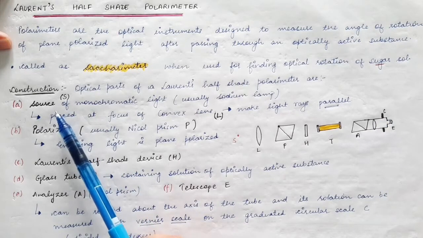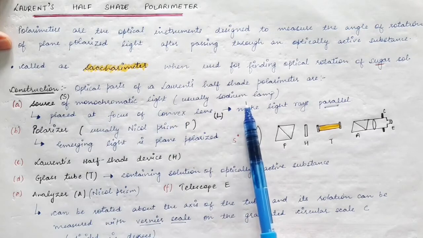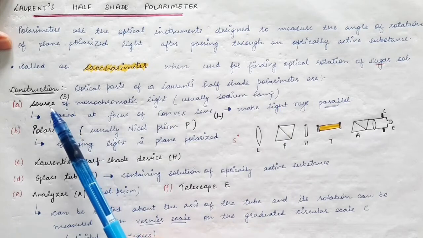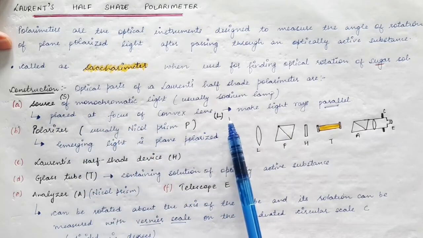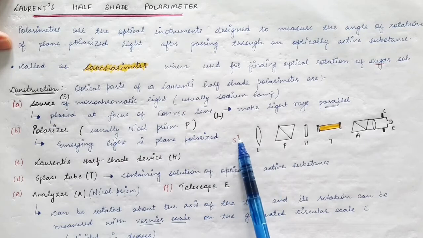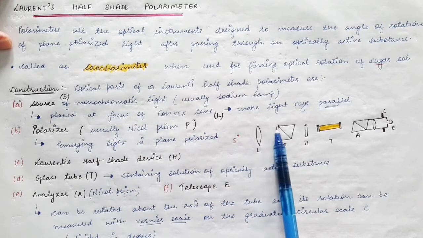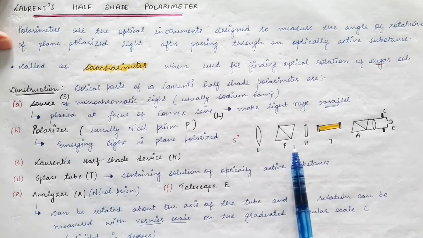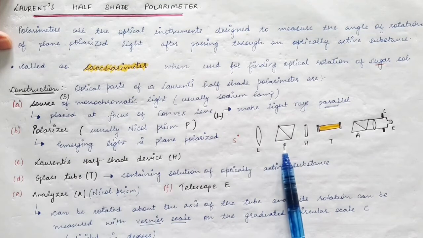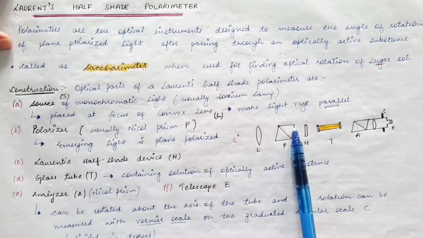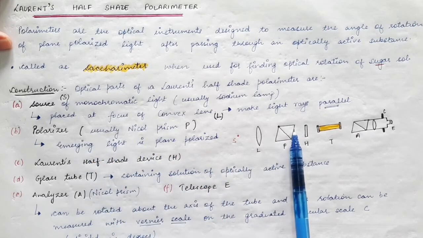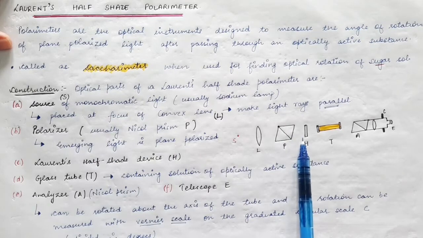Firstly, we have a source of monochromatic light, usually a sodium lamp, which emits yellow light. This source is placed at the focus of the convex lens so that the light coming from it goes out as parallel light. Then we have a polarizer, represented by capital P. This is just a Nicol prism. The light coming out of this polarizer will be plane polarized light.